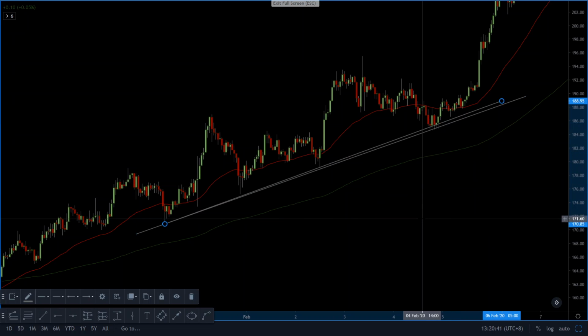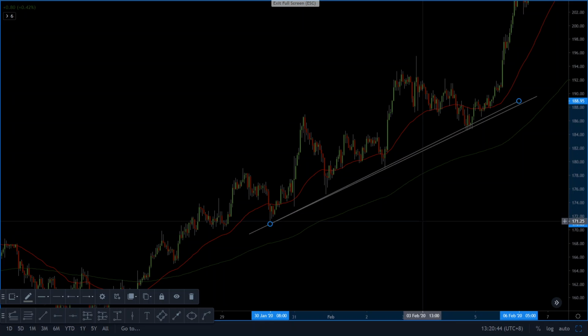So that's it for trend lines. Keep it clear, keep it obvious for both horizontal and trend lines. 2 touches to get an idea, 3 touches to get a confirmation.